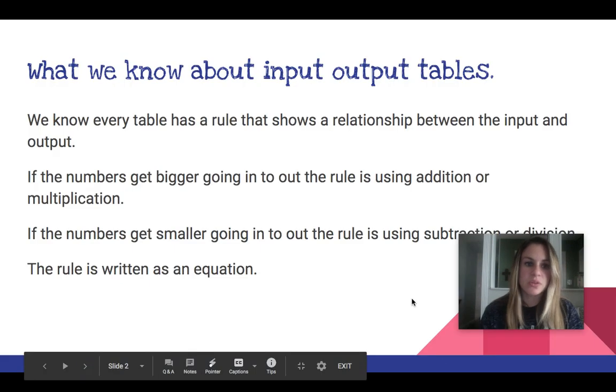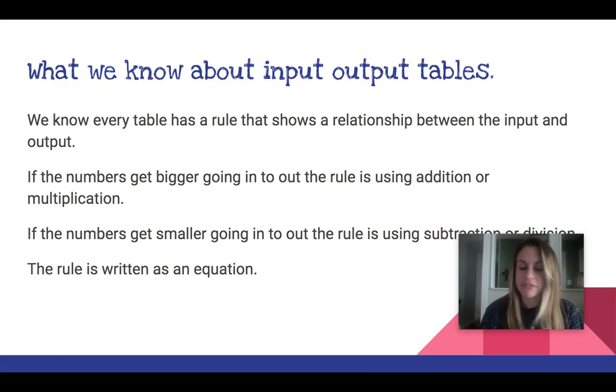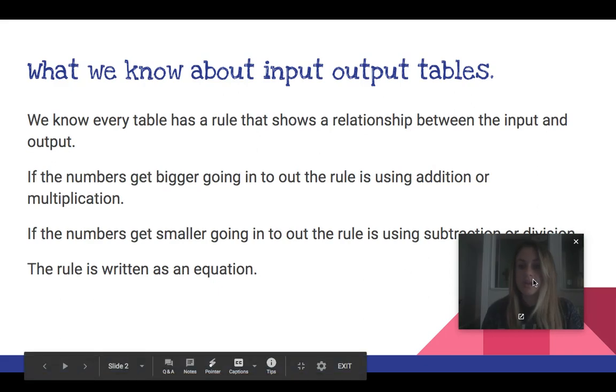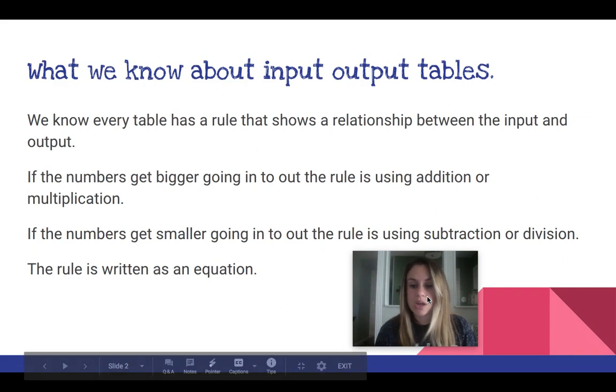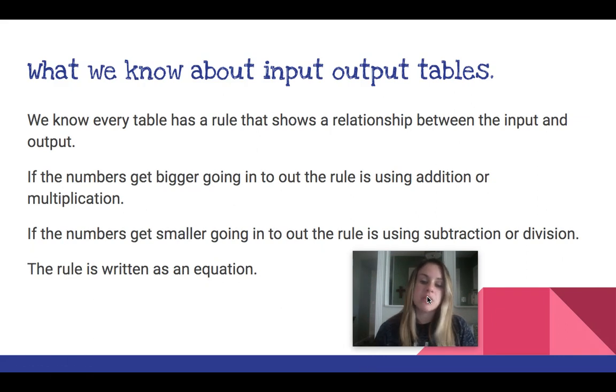Okay, so let's think about what we already know about input-output tables. We know that every table has a rule, and that rule is going to show us the relationship between the input and output. If the numbers are getting bigger going from in to out, we know that they're either multiplying or adding, and if they're getting smaller going through that table, we know they're going to have a subtraction or division to make them smaller. Then we know that that rule is written as an equation.